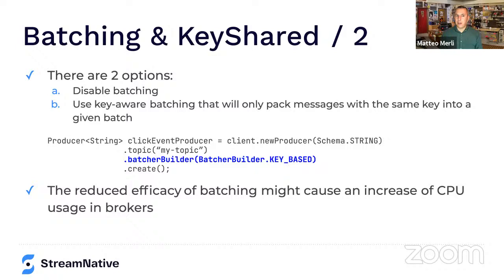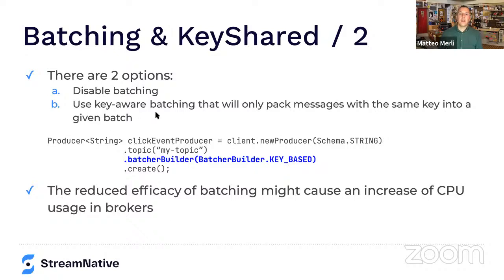It might actually, if you have a lot of keys with very low per-key throughput, be better to just disable batching, because the key-aware batching will not be able to do much improvement over that. So you might be better off disabling batching.